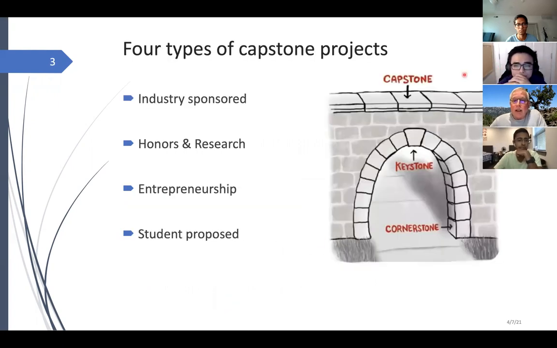So Capstone comes from this little thing on top of a wall, and sometimes the keystone and the capstone are the same piece of stone, but in this case they're separated. But the capstone basically says, hey, you're gonna show us what you've learned for the last many years here, in the form of a project of some kind. And so we'll go through the industry sponsored projects, honors research, entrepreneurship, and student proposed.